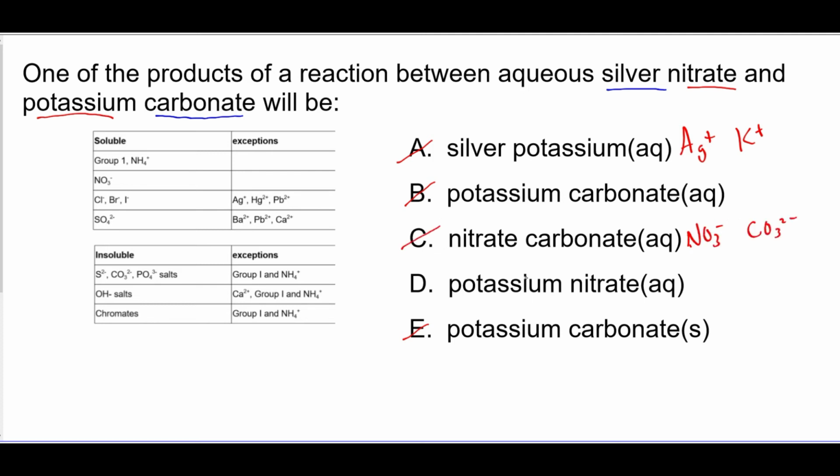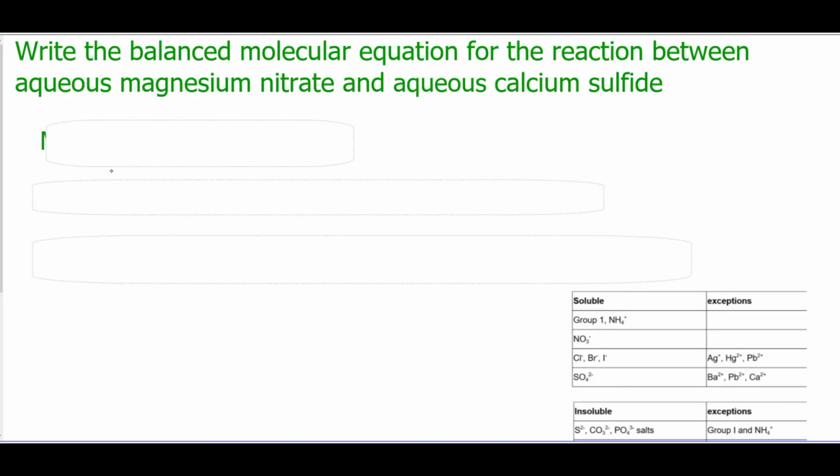And I have potassium nitrate. Potassium nitrate is one of my possible products. Potassium is group 1, and nitrate is also soluble. D is the correct answer. Pause the video and go through the 4 steps for this reaction.